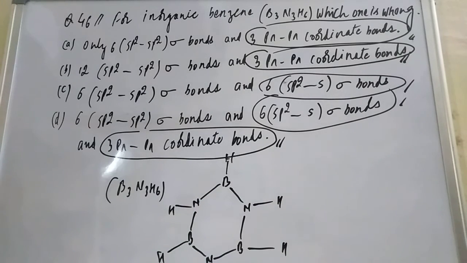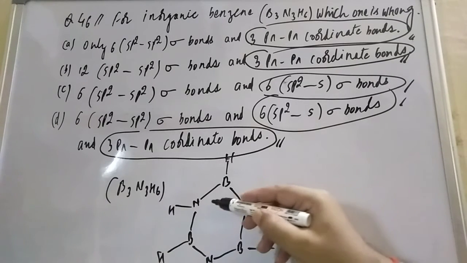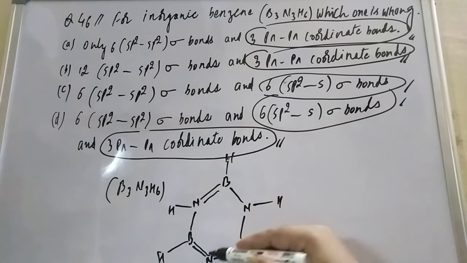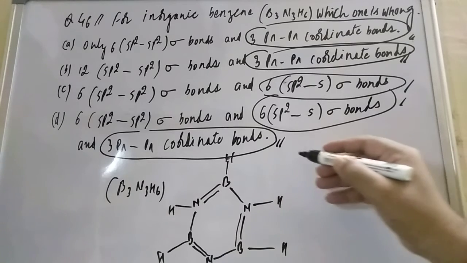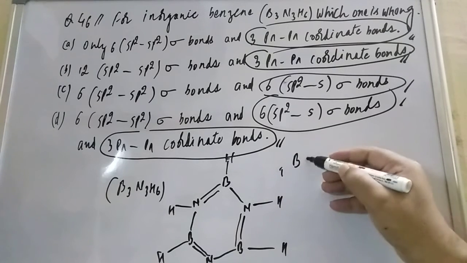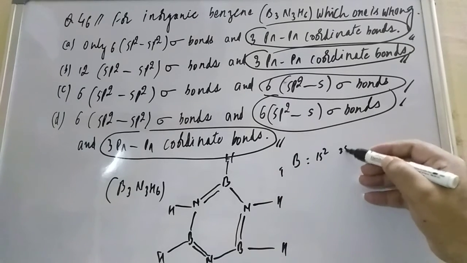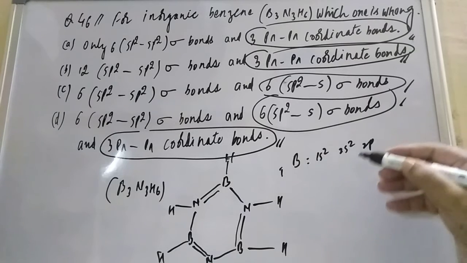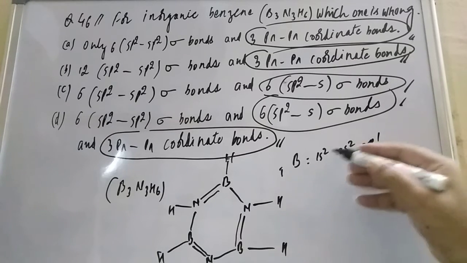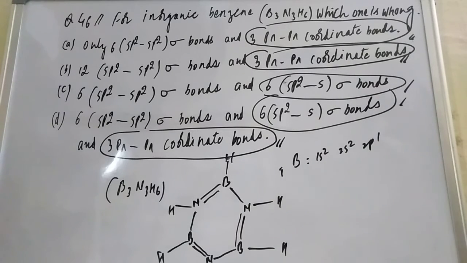Now, when you want to see the other things, how many bonds will be there? The structure is just like benzene, so alternate single and double bonds are there. Dear friend, boron is atomic number 5, so the configuration is 1s2 2s2 and 2p1, that is 2, 2, 1, which is 5. So this is boron.